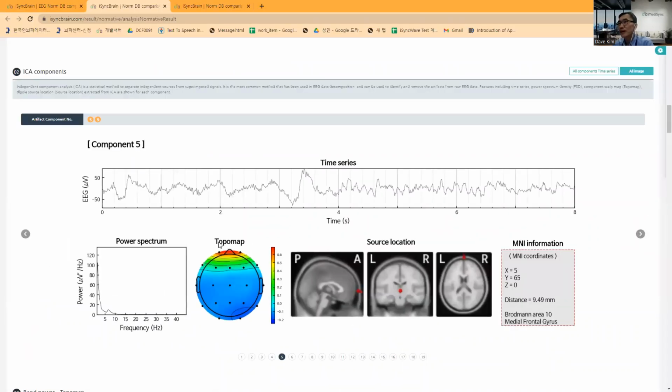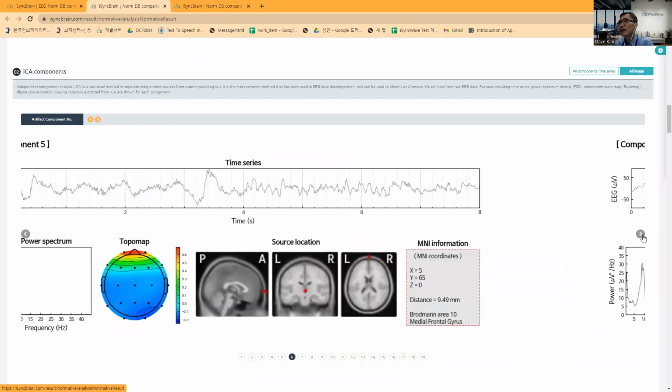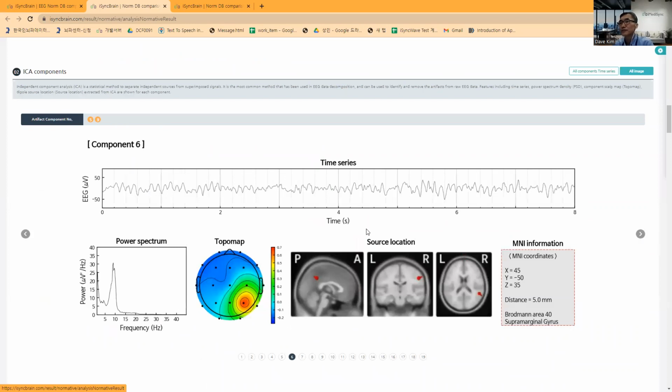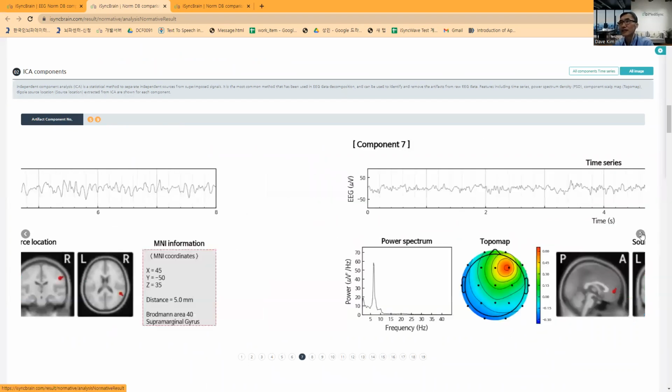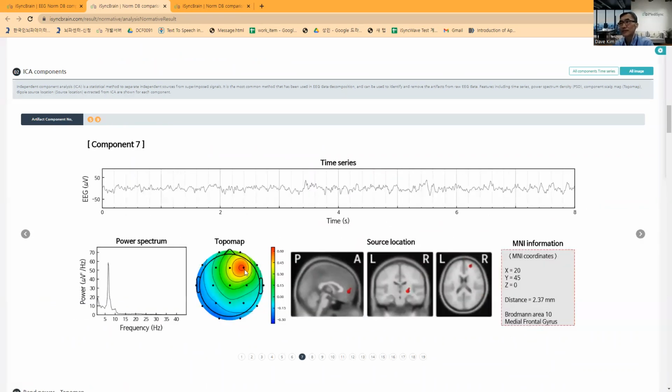The fifth activity is the eye blinking, which is normally rejected by the AI. The sixth activity is another parietal generated alpha activity. And the seventh component comes from the medial frontal area. This is theta activity, basically. This is the frontal theta component.